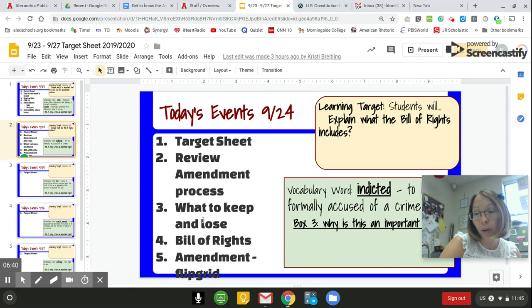Otherwise, that's really about it. We reviewed, we talked about the Bill of Rights, and we started on this next little assignment. All right, if you have any questions, let me know.